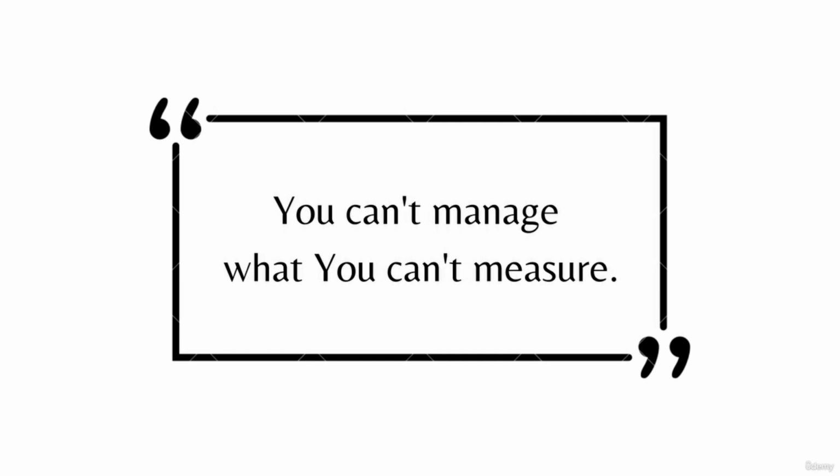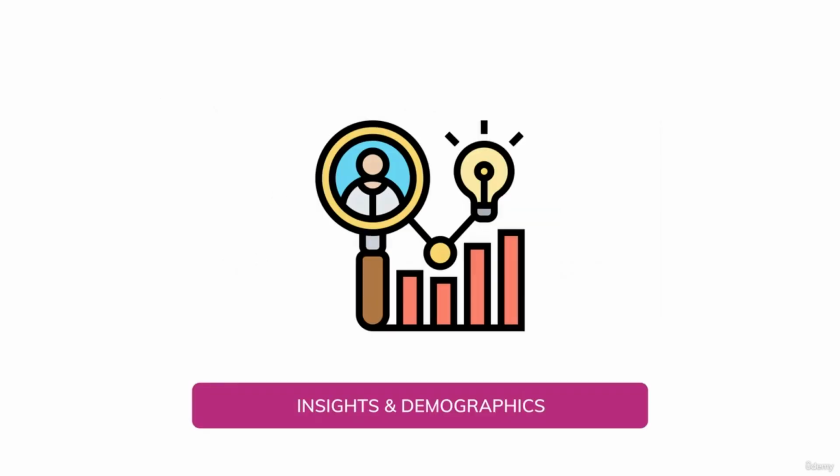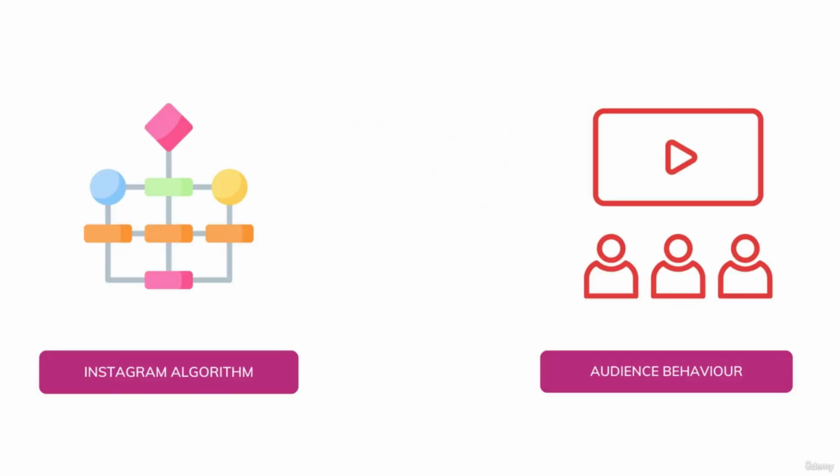Well, in order to measure our Instagram page, we have the insights and demographics. So in our insights and demographics section, we'll be trying to understand two different things. The first thing is how the Instagram algorithm works. And the second thing is the behavior of our particular audience. So we'll be trying to understand what our audience likes, what types of content they are interested in, and all those kinds of things. We have a whole different section on insights and demographics, and over there we'll be trying to understand these two things.